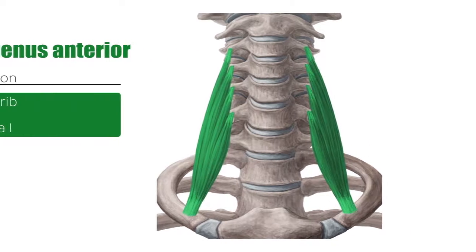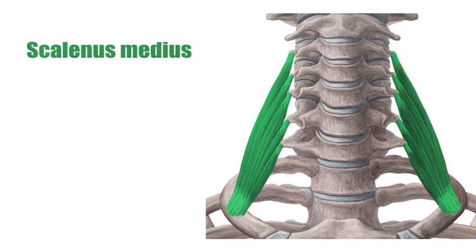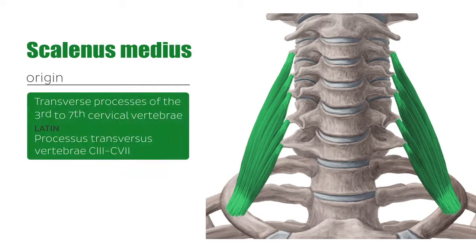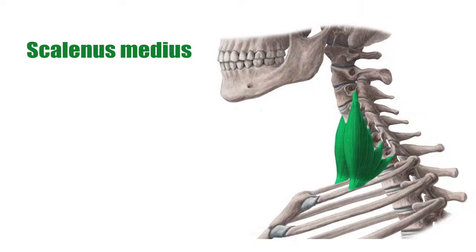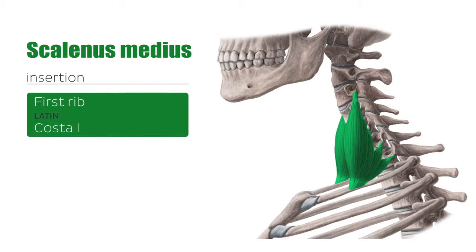The next one that we're going to be talking about is known as the middle scalene. In terms of origin points, the middle scalene starts at the transverse processes of the 3rd to 7th cervical vertebrae. And in terms of insertion point, as you see now on this image that we're looking at from a lateral left view, like the anterior scalene, this muscle will insert at the 1st rib, dorsally from the anterior scalene.